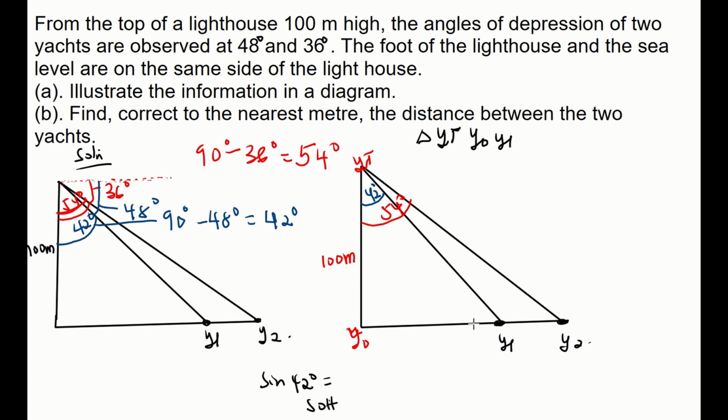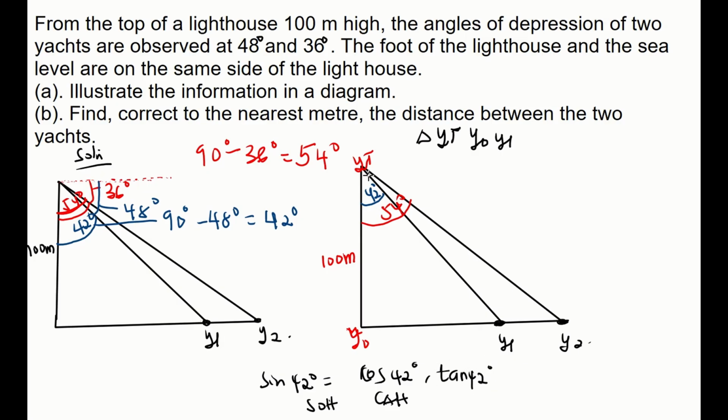But we are not given the opposite, and the hypotenuse too, we are not given. So we realize that sine cannot work here. What about cos? Cos of 42 is adjacent over hypotenuse. We are given the adjacent, but still we are not given the hypotenuse. So this may also take us a long way, but we can have an easier way to find this. We can also try tan.